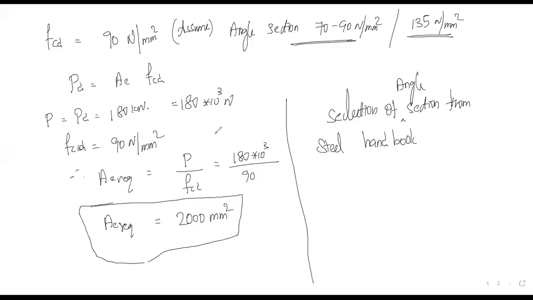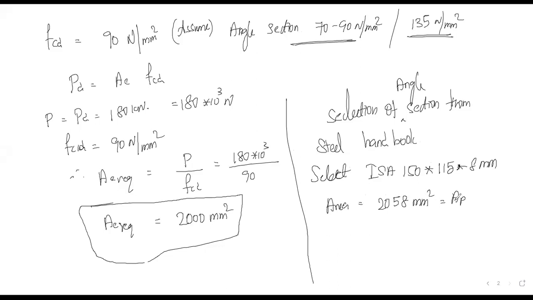Okay. So select ISA 150 mm by 115 mm by 8 mm. So that area is equal to 2058 mm square. So the provided area is more than the requirement. Okay.